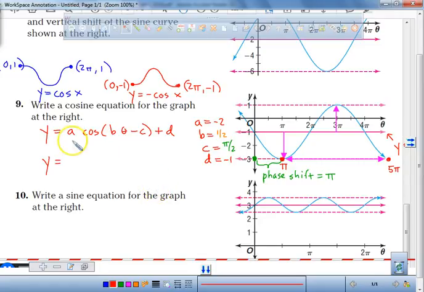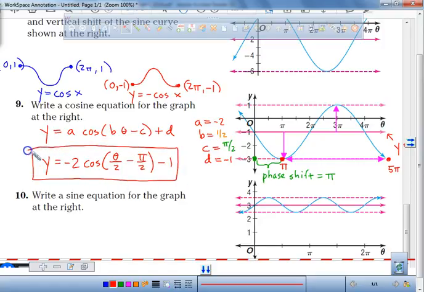All right. So here we go. What's our a value? -2. I know you may have gotten a 2. That's okay. We'll figure out if yours is right or not. Here we go. -2 cosine. What's my b value? A half. So instead of half of theta, I'm going to put theta over 2 minus, what's my c value? Pi over 2. Plus my d value of -1, so I just put -1. And this right here is the final answer that goes with number 9. That's one of the 2 acceptable answers. Actually, there's an infinite number of answers you could put, but we're just going to do 2 different ones.